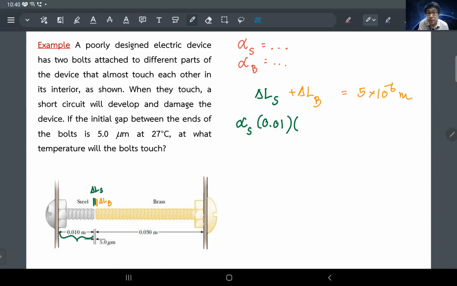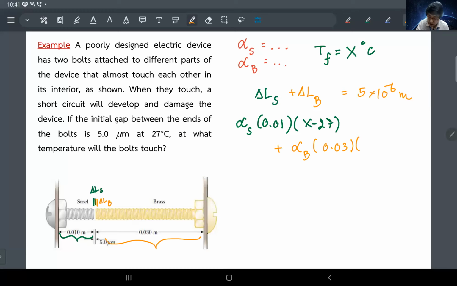Let me just omit everything else and stick with the main equation. You want to know what the final temperature is. So let's say T final is at some X temperature, degrees Celsius. That means the increase in temperature will be X minus 27. Sounds good? That is the expansion for the steel bolt. The same thing happens to the brass bolt. It's going to be alpha for the brass, the initial length of the brass bolt is 0.03, and they go through the same temperature increase, X minus 27.